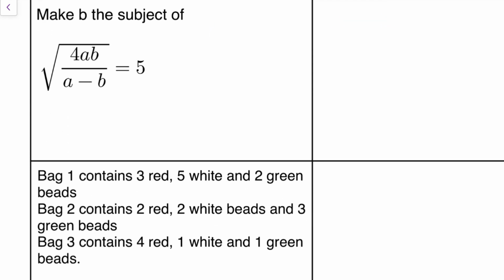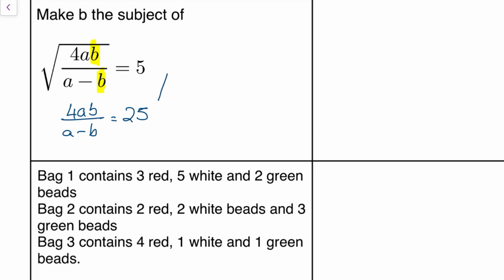Make b the subject of. So this is what's considered the hard version of the question because there's 2 b's. So I can't just inverse it or do it backwards. I need to do the algebra in between. So let's do that. So let's first of all start by squaring both sides. So that's going to give me 4ab over a minus b is equal to 25. That's fine. Square both sides.